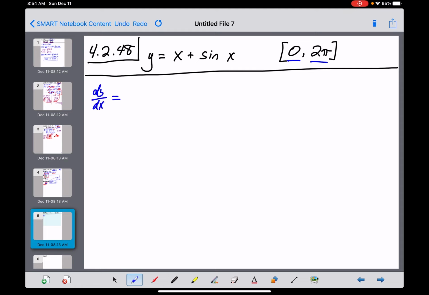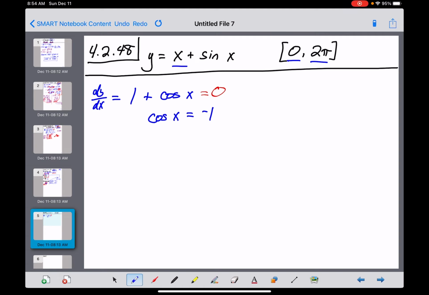dy dx is going to equal 1 plus the derivative of sine of x, which is cosine of x. We want to know where this derivative is either equal to 0, and I think we'll find some values there, or where it is undefined. Well, 1 and cosine of x are both defined for all real numbers, and their sum will be defined for all real numbers. So this derivative will never be undefined. So what are we looking for here, guys? I'm going to bring that 1 to the other side. I want to know, where is cosine of x equal to negative 1?